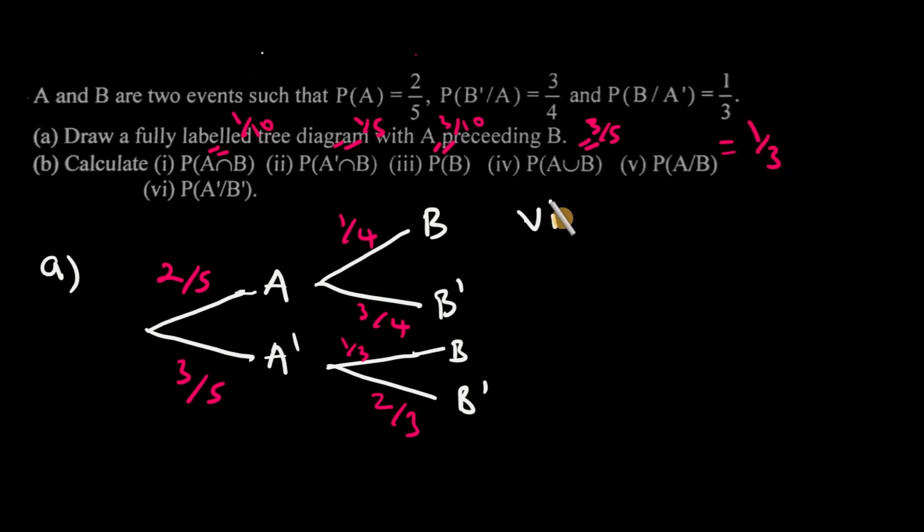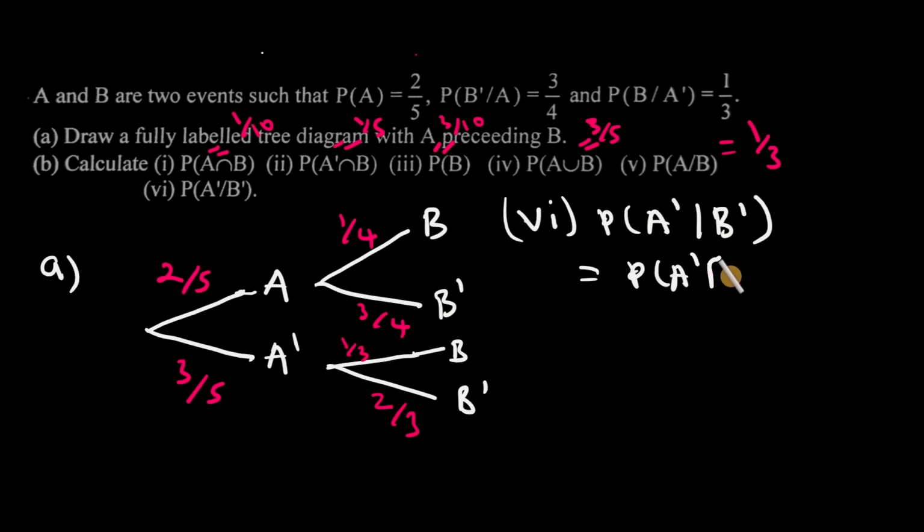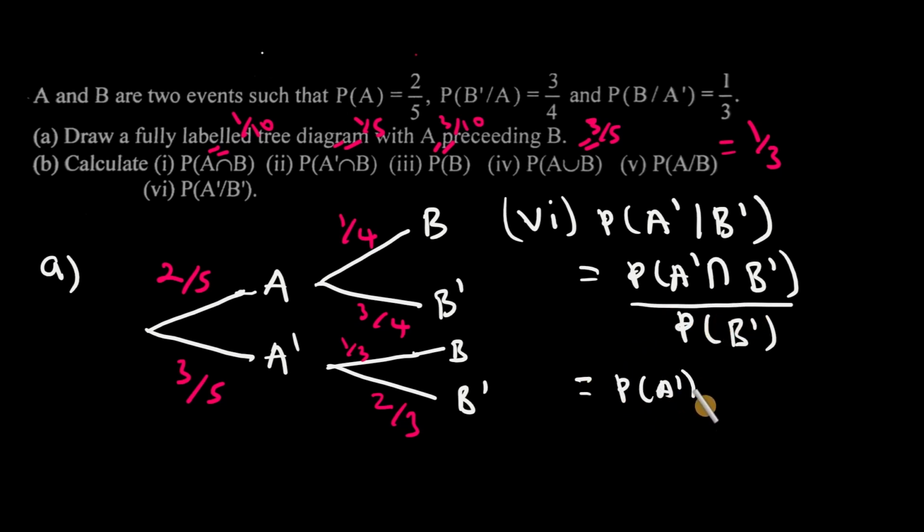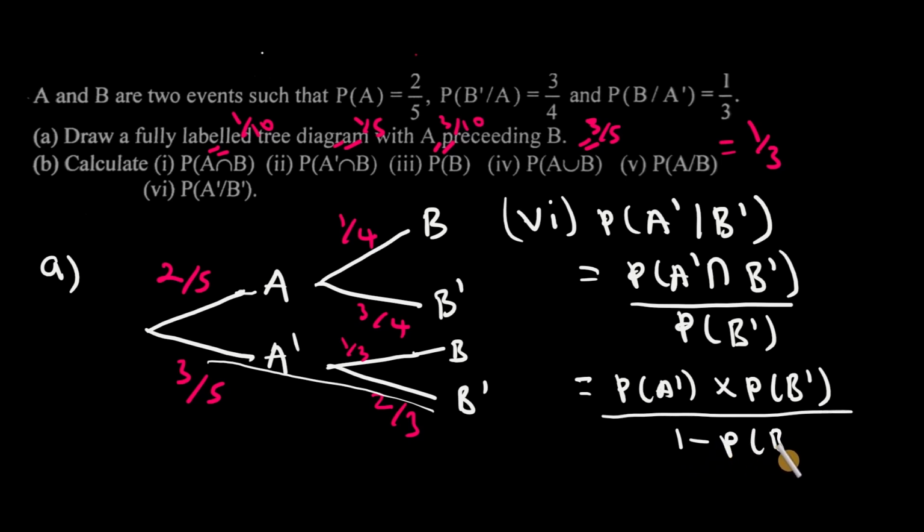Now to question 6: probability of A prime given B prime. Probability of A prime given B prime is given by the formula probability of A prime intersection B prime all over probability of B prime. From the tree diagram, probability of A prime intersection B prime is the same as probability of A prime times probability of B prime, if we are following this branch here, all over probability of B prime, which is the same as 1 minus probability of B.